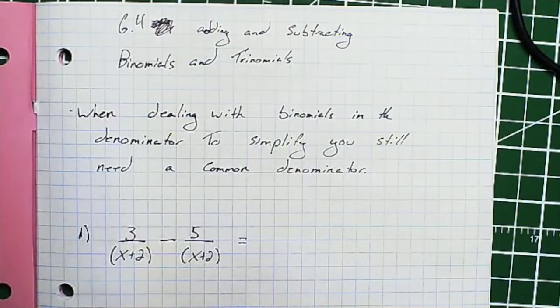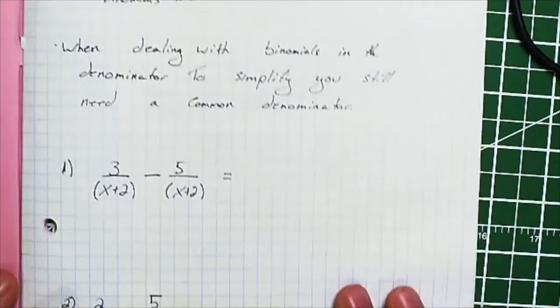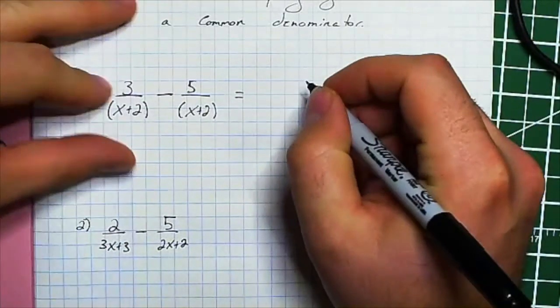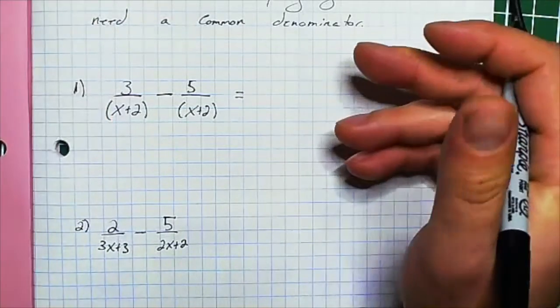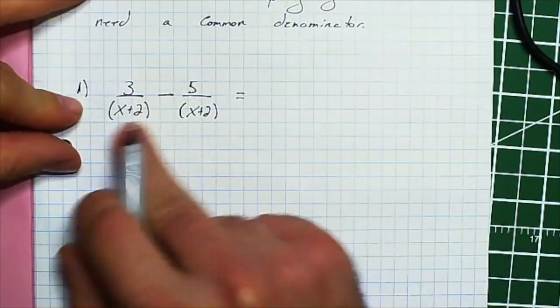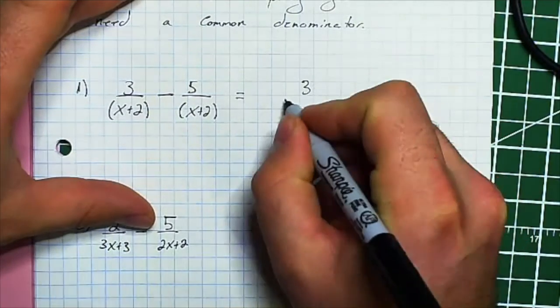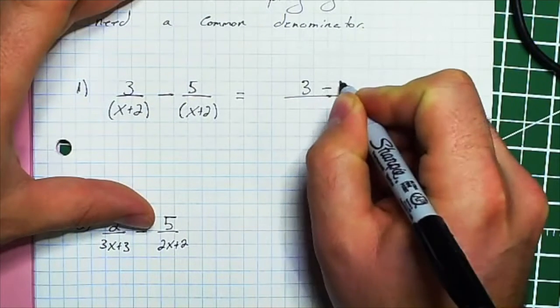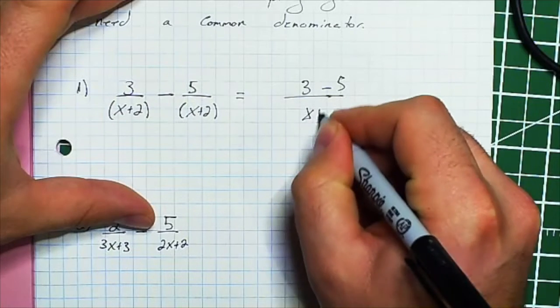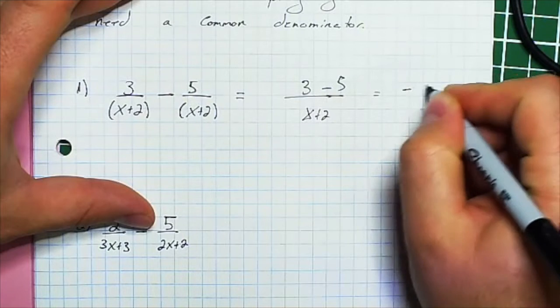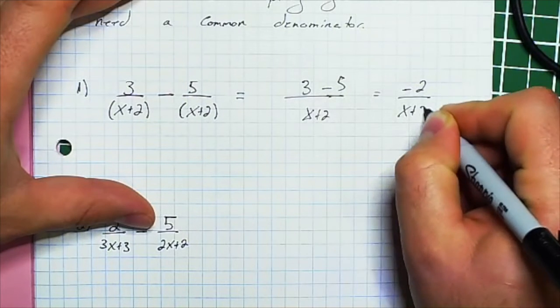Whenever you're dealing with binomials in the denominator, we always want to either simplify it first or find a common denominator between the two. If the two of them already have the common denominator, you just subtract them like you normally would. So 3 over x plus 2 minus 5 over x plus 2, because they have the same denominator, you can just subtract them like you normally would with fractional math. This goes to 3 minus 5 all over x plus 2. 3 minus 5, we get a final answer of negative 2 over x plus 2.